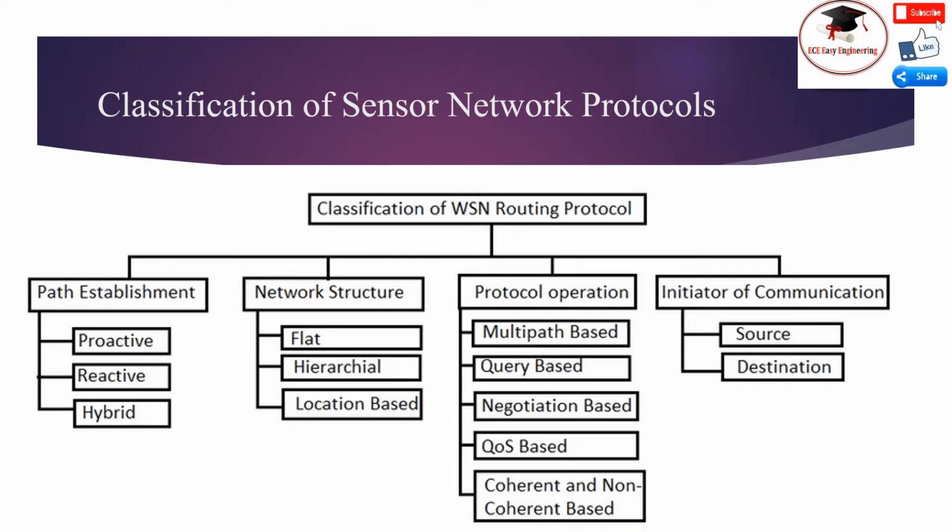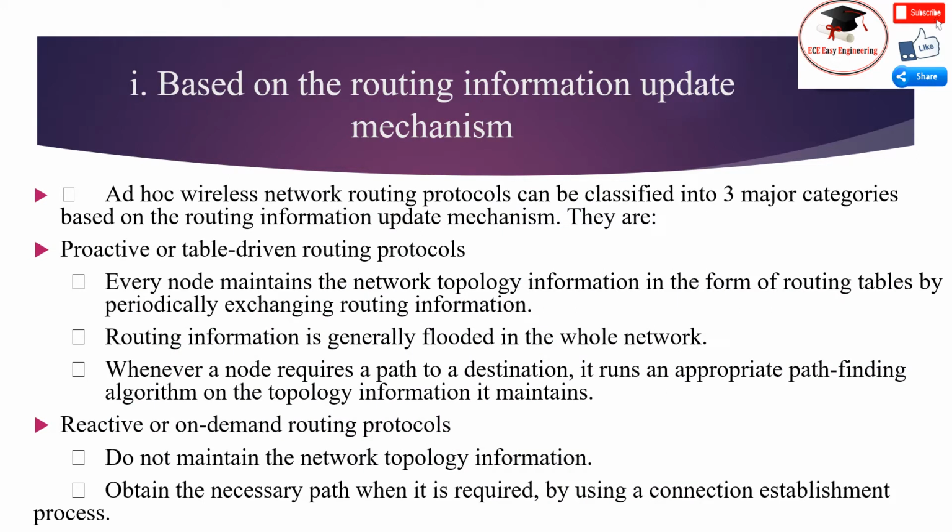These are the classifications of sensor network protocols. They are basically classified into path establishment, network structure, protocol operation, and initiator of communication, and further divided into proactive, reactive, hybrid, flat, hierarchical, location based, path based, query based, negotiation based, QoS based, coherent and non-coherent based, source and destination. Let's see one after the other.